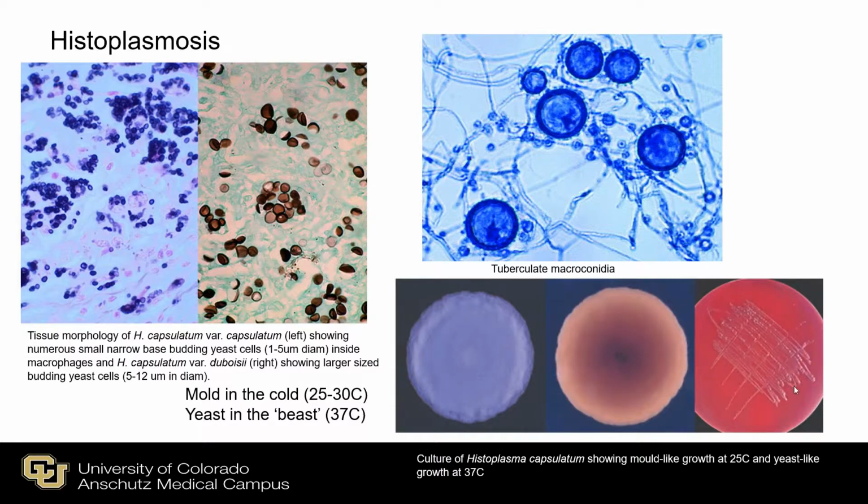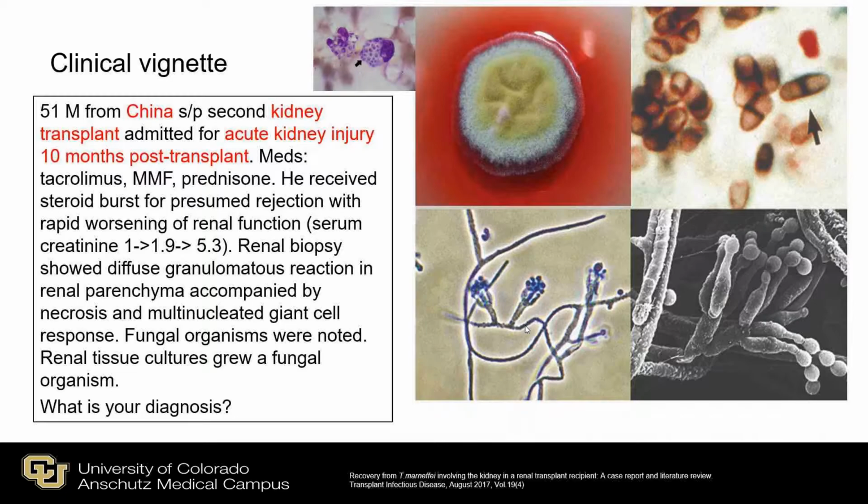If you grow this fungus at our body temperature, at 37 degrees, it's going to form yeast. It's going to look like this. And if you grow them at a lower temperature, at 25 degrees Celsius, it's going to form this fuzzy growth, which is mold, which is going to look like this. So they are thermally dimorphic.